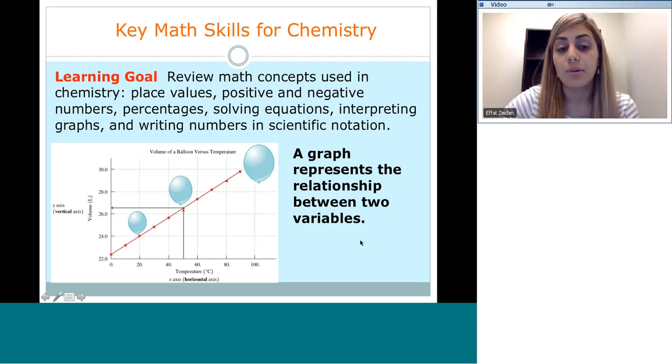For example, here's a graph. A graph represents the relationship between two variables. The first variable is on the y-axis, which is the volume, and the second variable is on the x-axis, which in this case is temperature. So we can see that there's a relationship between volume and temperature that is demonstrated by this graph. As the temperature increases, we notice that the volume of this balloon also increases.